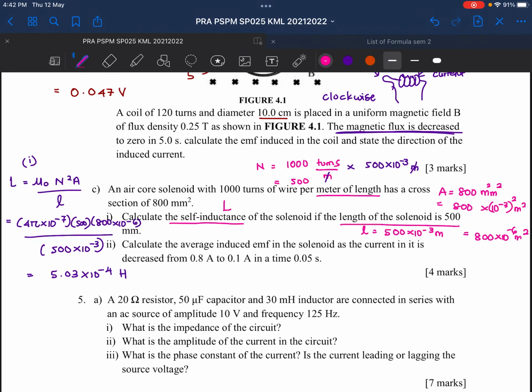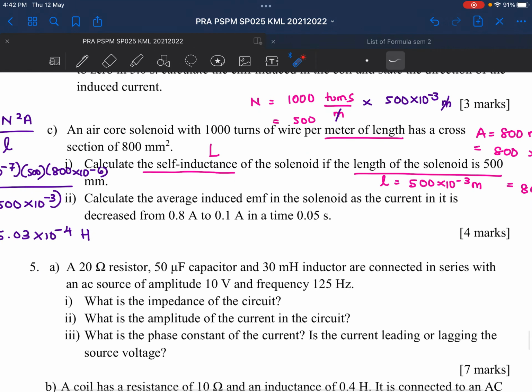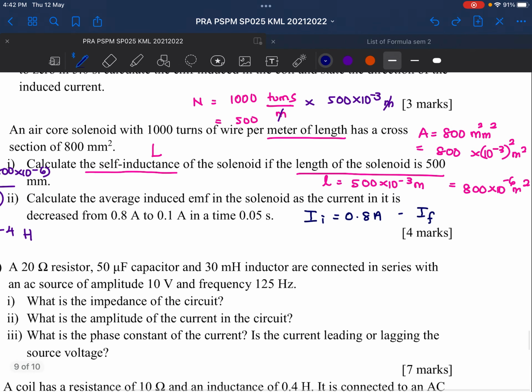Okay, let's try to do C2 now. So let's read the question. Calculate the average induced EMF in the solenoid if the current in it decreases from 0.8 to 0.1 in 0.05 seconds. So we have current initial 0.8 A, current final is 0.1 A, the time taken is 0.05 second. So it wants the induced EMF.